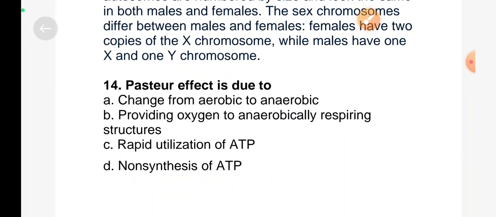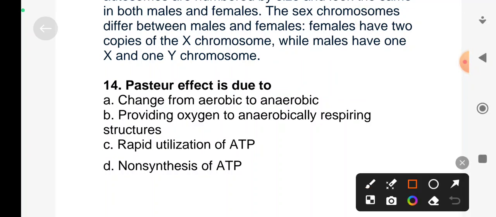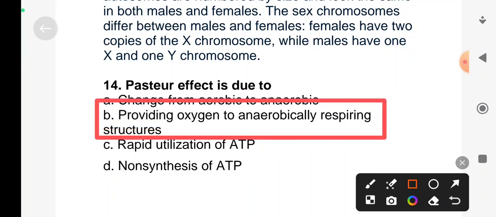Next question. Pasteur effect is due to: option A, change from aerobic to anaerobic; option B, providing oxygen to anaerobically respiring structure; option C, rapid utilization of ATP; option D, no synthesis of ATP. Correct answer is option B. Pasteur effect is due to providing oxygen to anaerobically respiring structure.